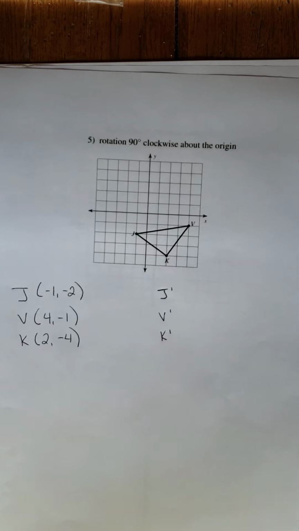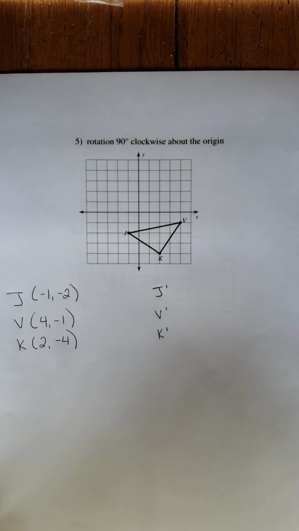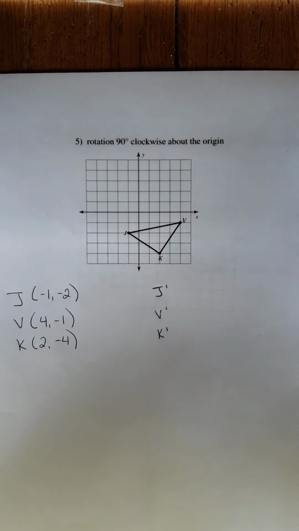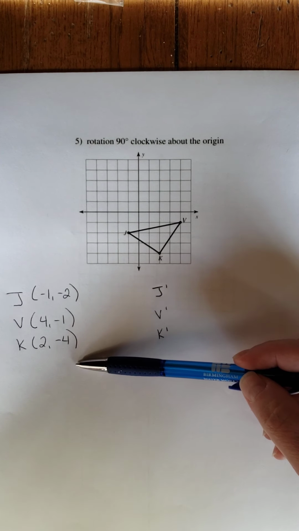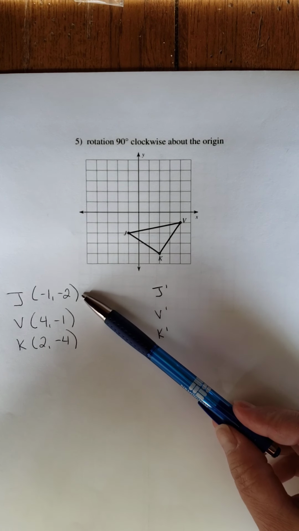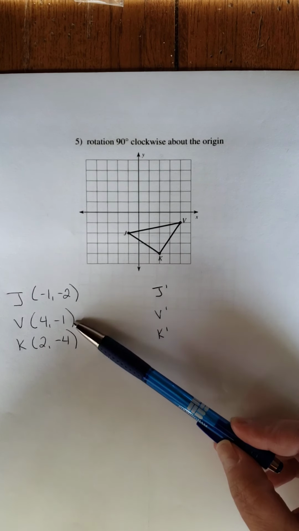So I wanted to do an example about rotating something about the origin. Remember, those rules are all for rotating about the origin. So I'm going to try to write here as I'm recording. We'll see how that works out. On the left over here, you see I've written my coordinates. I have J is (-1, -2), V is (4, -1), and K is (2, -4).